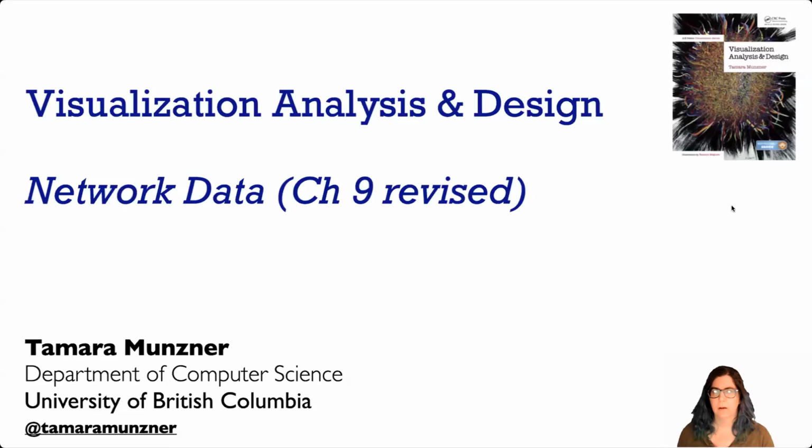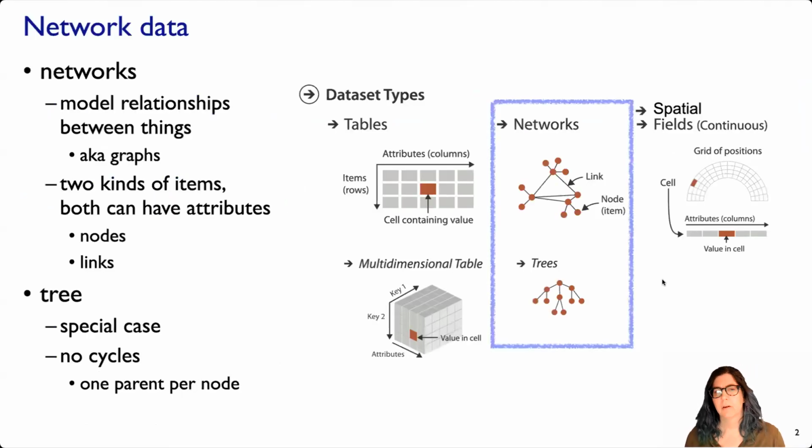All right, let's talk about network data. With network data, this is in contrast to things like tabular data, where you just have items. Now, what we're trying to do is think about where we don't just have items, we're going to call them nodes in this case, but we also have links. So, these are relationships between things. Sometimes they're called networks, sometimes they're called graphs.